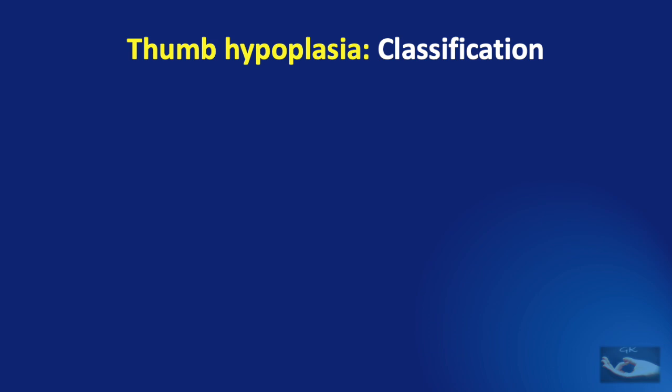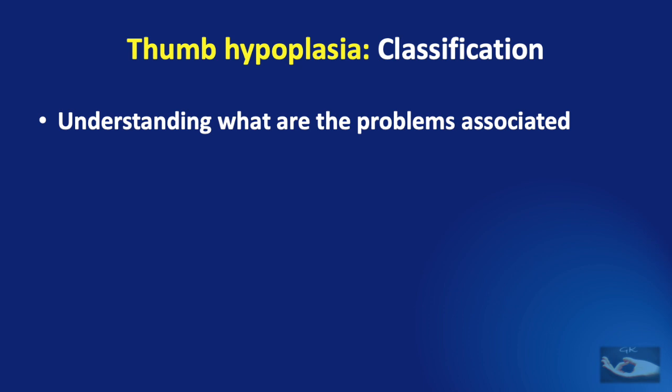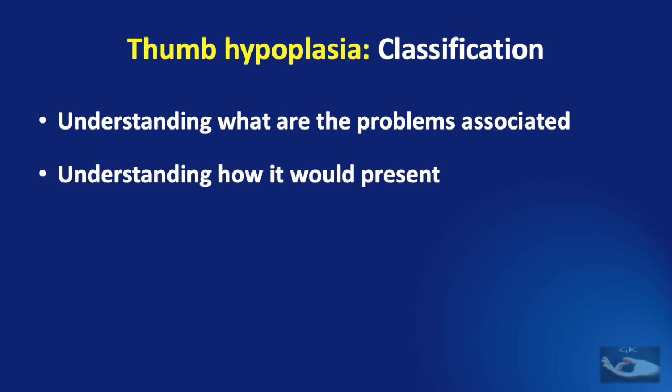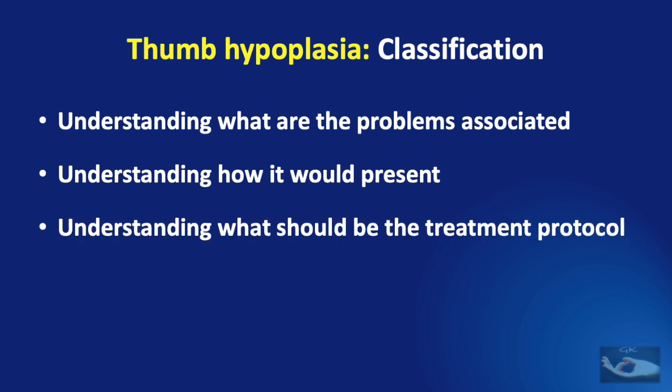We need to know the classification of thumb hypoplasia because it will help us in understanding what are the problems that are associated with each type of thumb hypoplasia, understanding how each condition would present, and also understanding what should be the treatment protocol for each type.